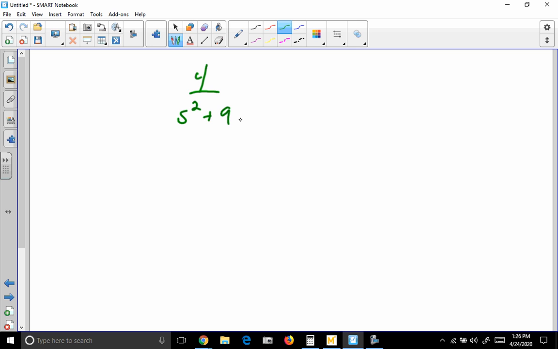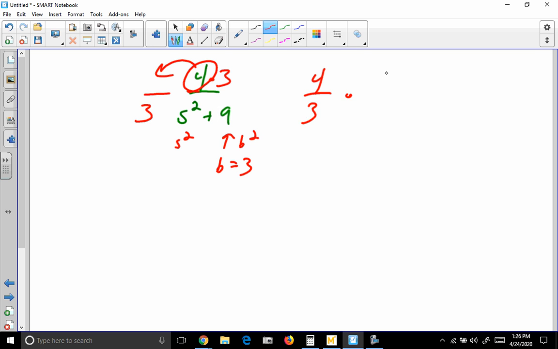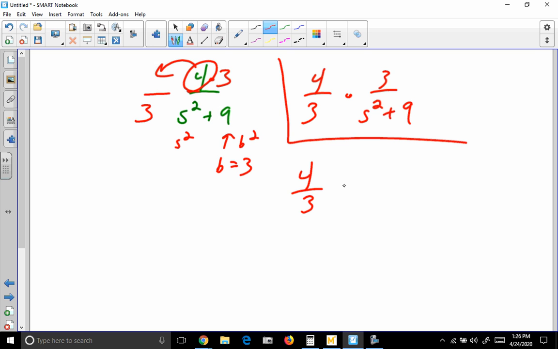Suppose that we had this. So in this case, if this is going to be s squared plus b squared, then b would be 3. Well, we don't have a 3 on top. So what we can do is we can put a 3 on top and divide by 3 out front, and we don't need that 4, so we can bring it out front. So we could rewrite this as 4/3 times 3 over s squared plus 9. And when we transform that back, we have 4/3. The transform of b over s squared plus b squared we saw was sine of bt, where b in this case is 3.